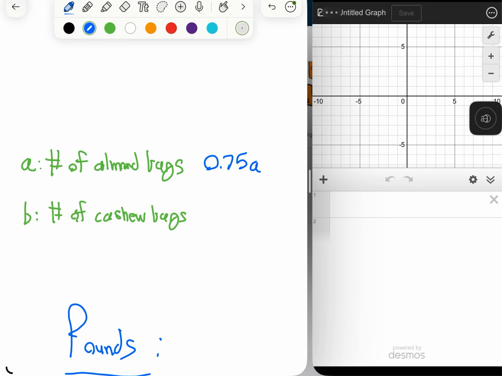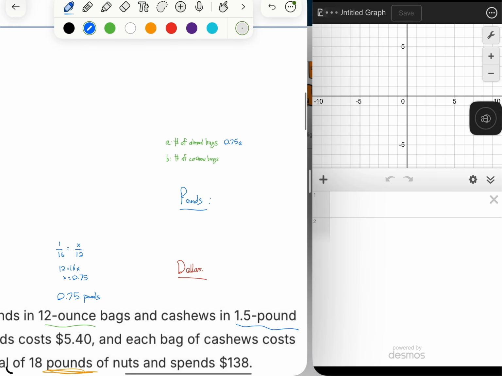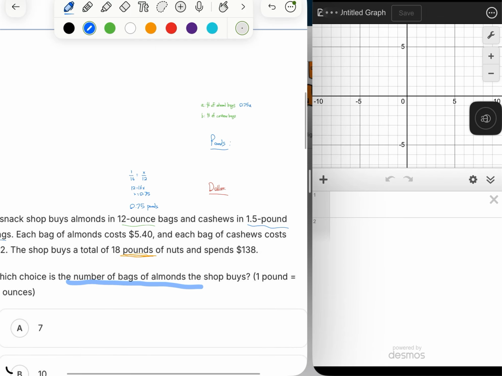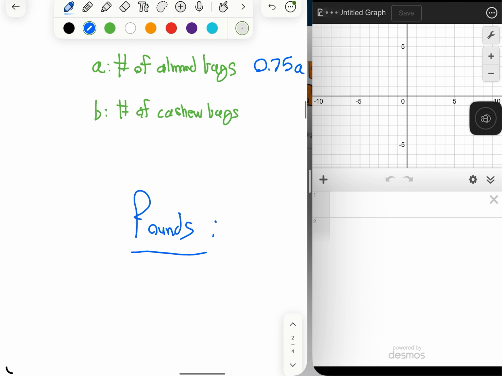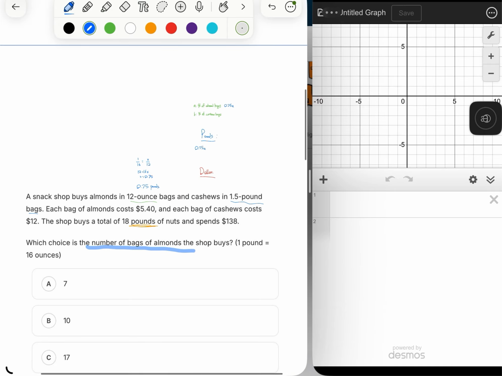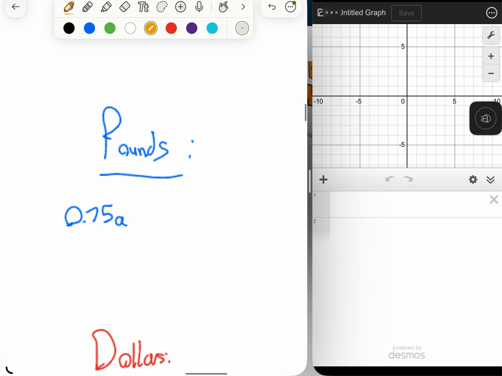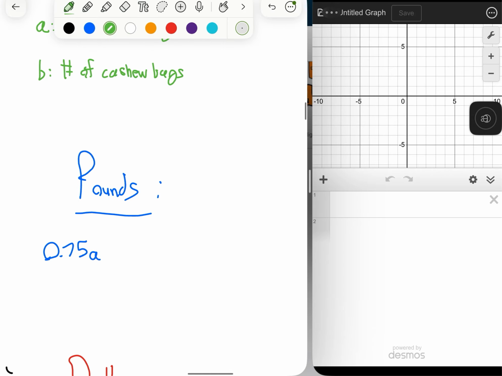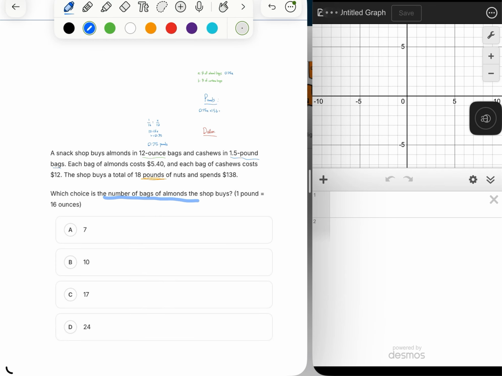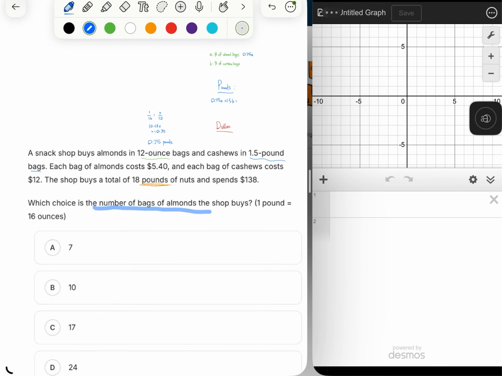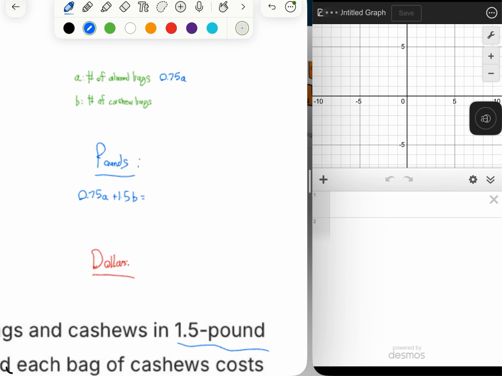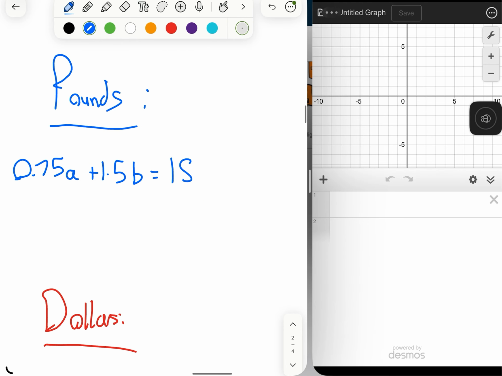And I think it will make more sense if I write this entire equation down for the first one. So the first one, we have 0.75 pounds for almonds plus how many pounds do the cashew bags contribute? Well, they contribute 1.5 pounds. So you do that, plus 1.5B. And what's the total? I told you, follow the total. Just be loyal to the total. In this case, that's going to be 18 pounds. That's the total amount. So here, that's 18.